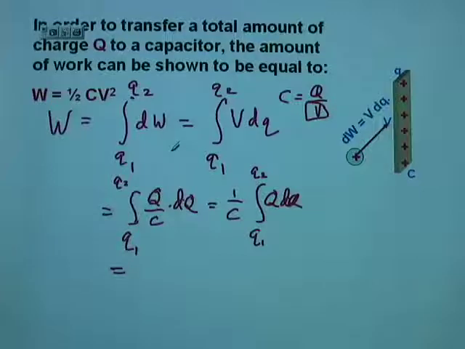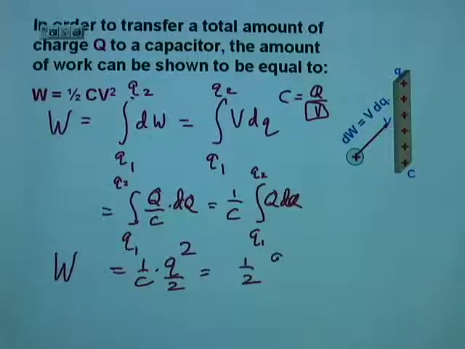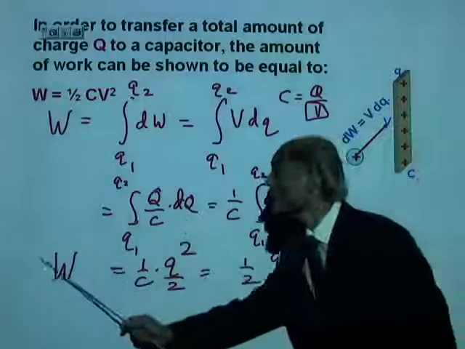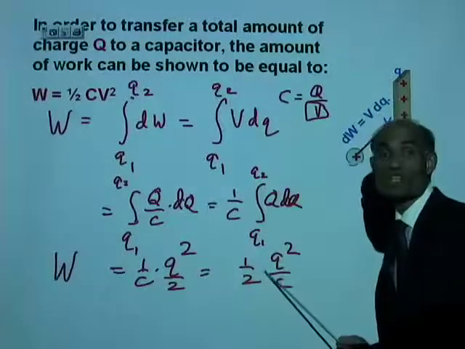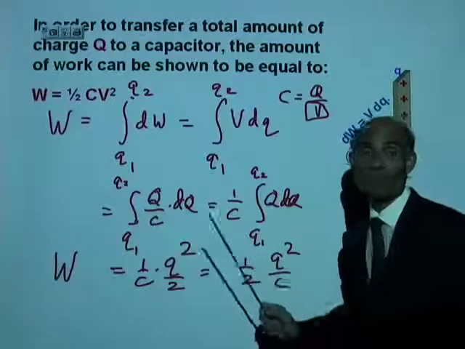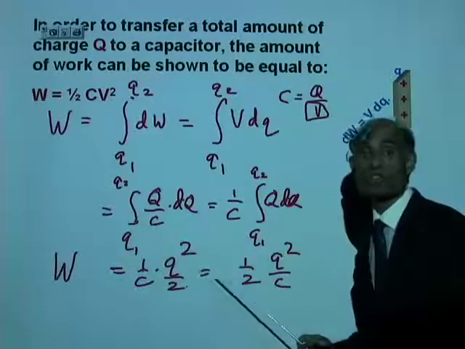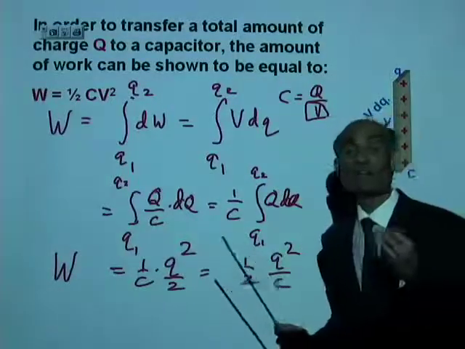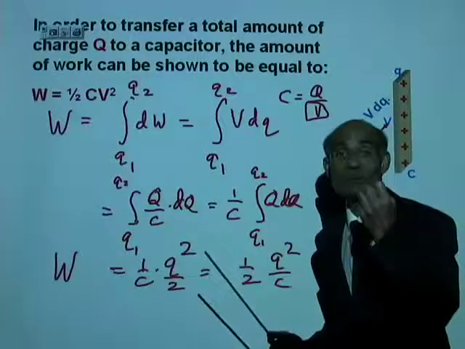So the work done will be 1 over C times Q squared over 2, which I can write as 1/2 of Q squared over C. Alright, so this is one expression for work done in charging a capacitor. And remember, work done in charging a capacitor is a measure of the energy of the capacitor.